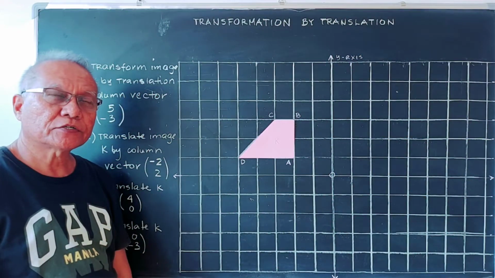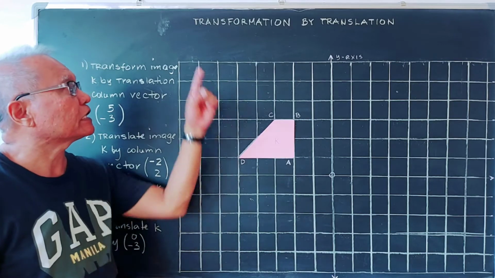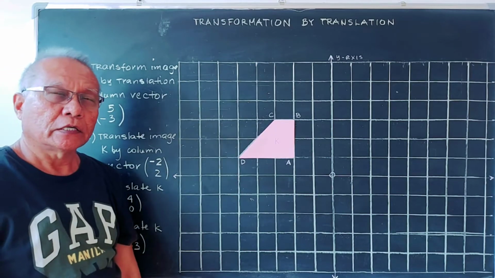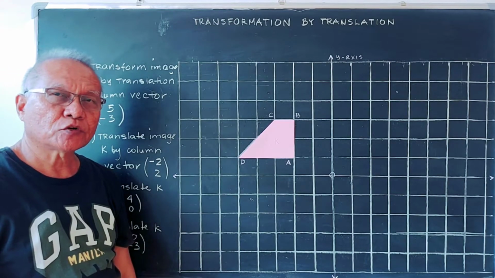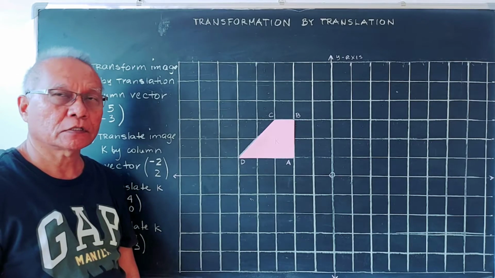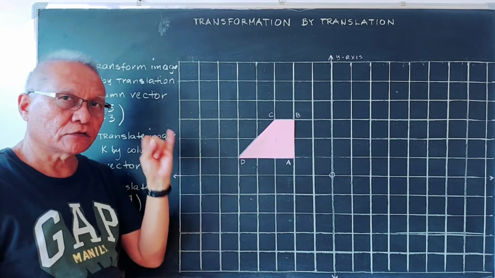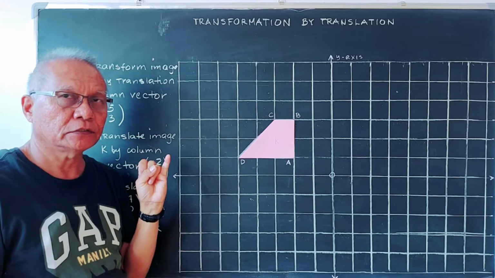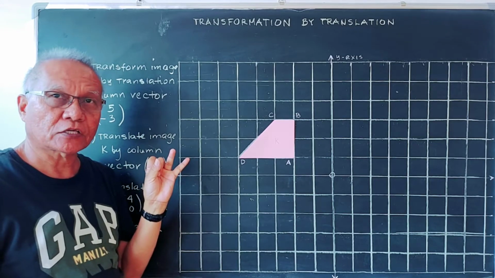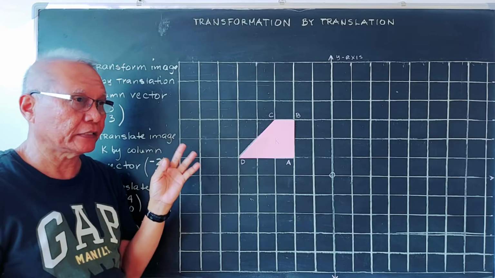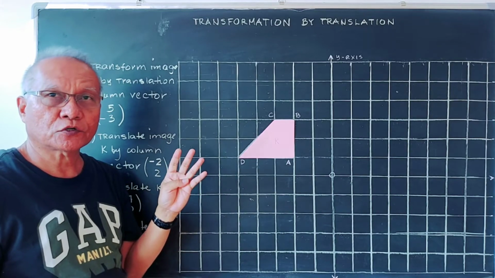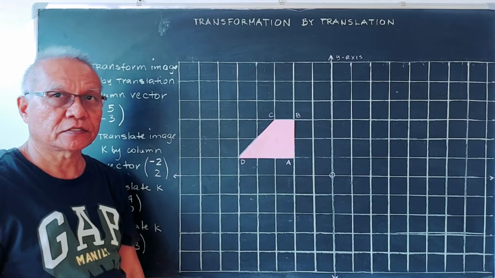Good morning, learners. Today we are going to study about transformation. In IGCSE transformation, we have only 4 types now. The first one is translation. Second is reflection. Third is rotation. And the fourth one is enlargement.